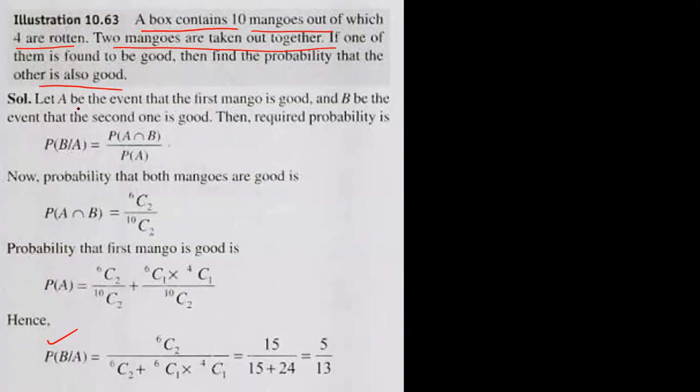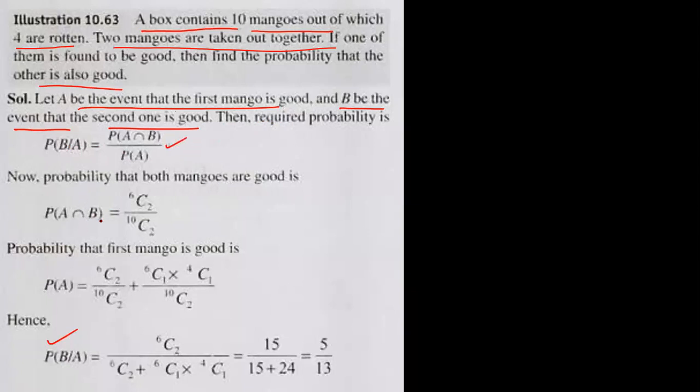Dear students, let A be the event that the first mango is good, and B be the event that the second one is good. Then the required probability is P of B by A. What do we mean by P of B by A? It is the conditional probability, the probability of B when the event A has already occurred. This is the formula.